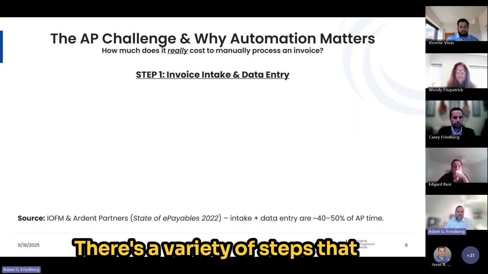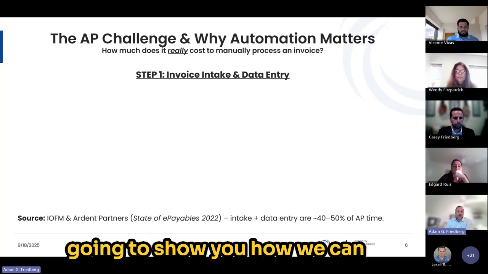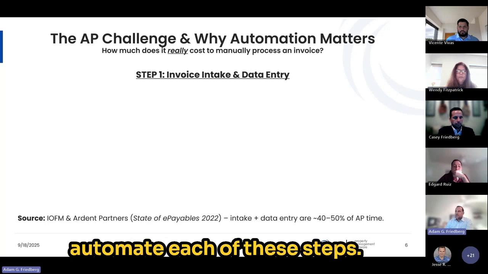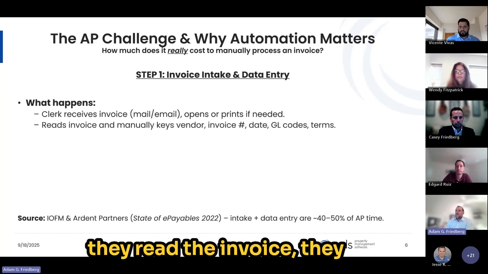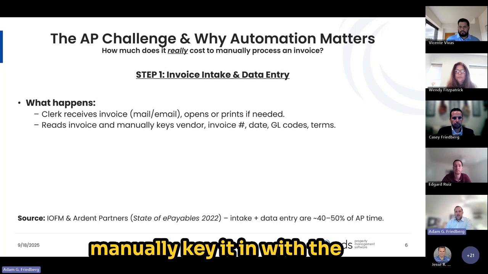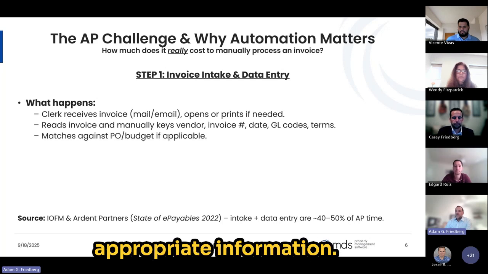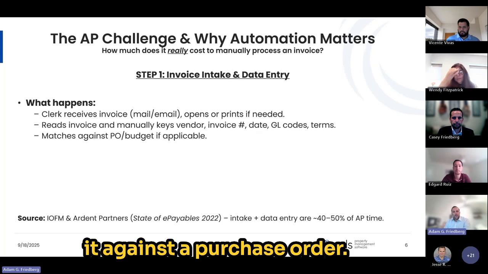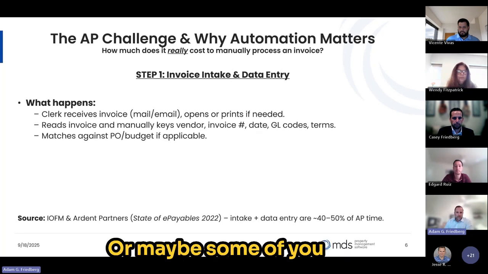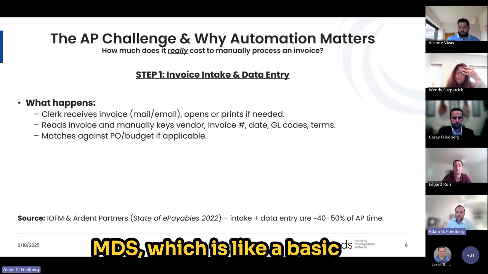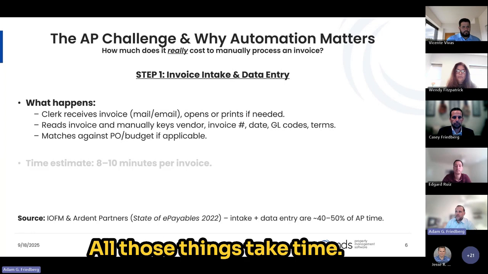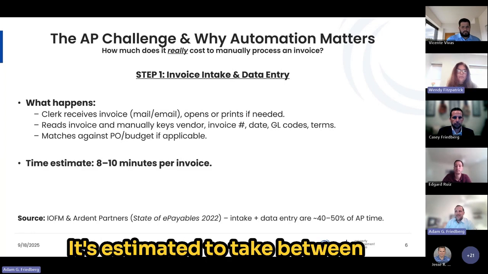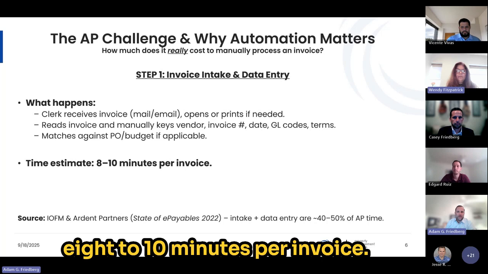There's a variety of steps that come into this, and we're going to show you how we can automate each of these steps. But the first part is somebody receives it, they open up the mail, they read the invoice, they manually key it in with the appropriate information. They may or may not match it against a purchase order, or maybe some of you are using work orders in MDS, which is like a basic purchase order system. They could be looking at a budget. All those things take time. It's estimated to take between 8 to 10 minutes per invoice.